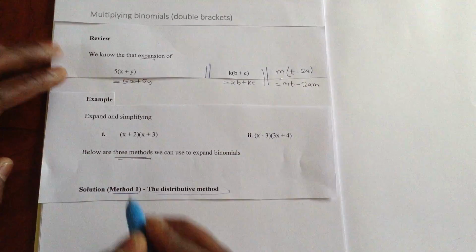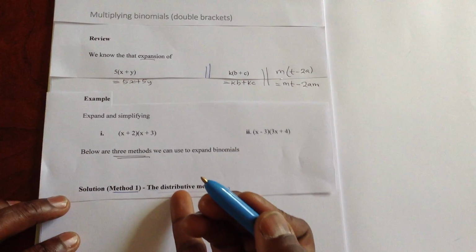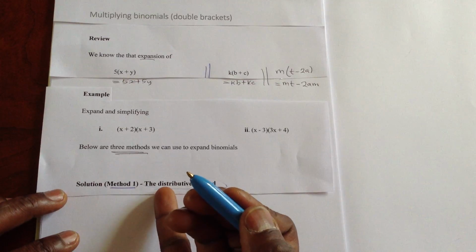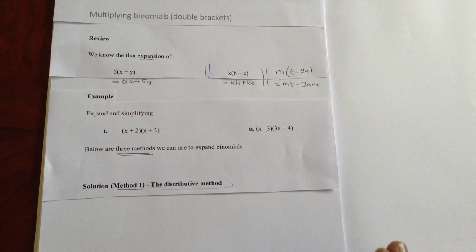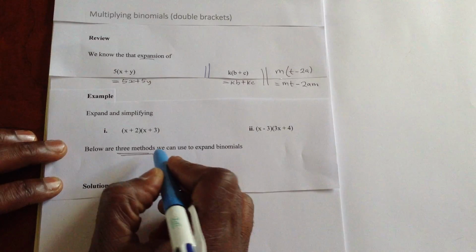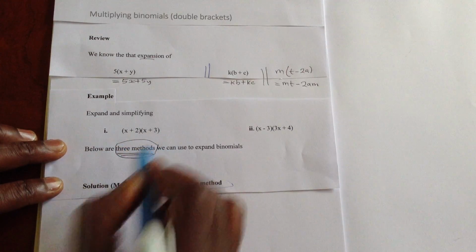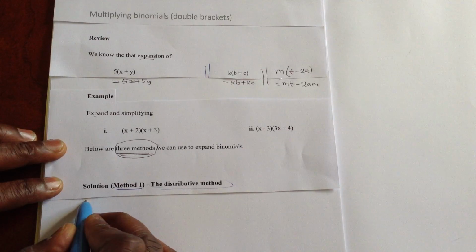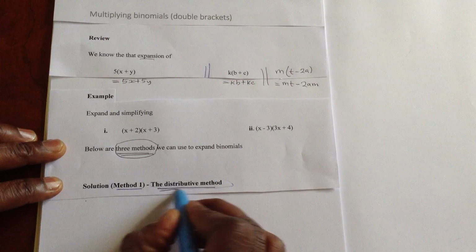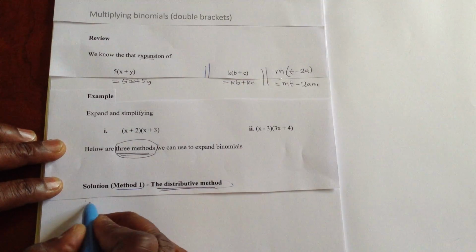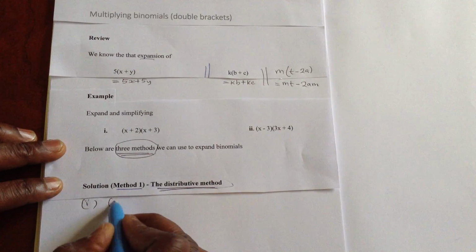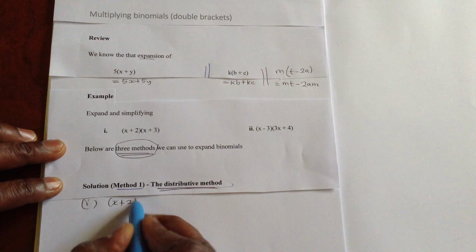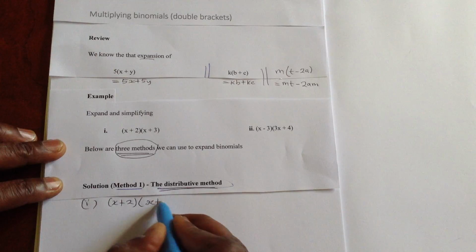We can apply that, or we can expand double brackets referred to as binomials. I'm going to show you 3 ways of doing that. So let's start with the first example. The first method we're going to look at is the distributive method. So I have x add 2 into x add 3.